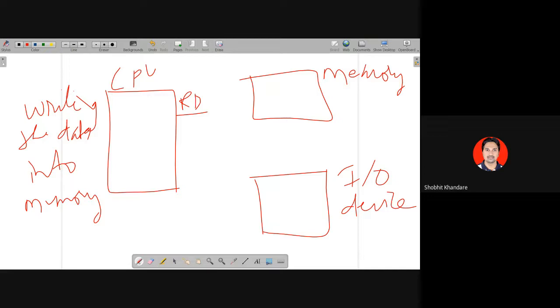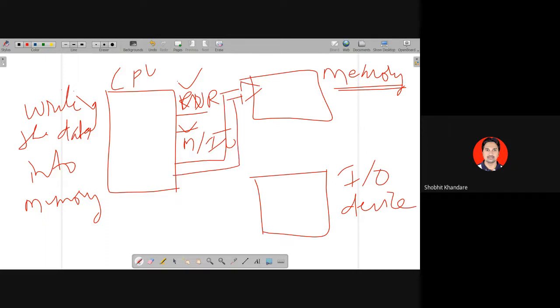Sorry, you want to write the data, so WR will be activated. And we have to access the memory, so M/IO bar will also be activated. So the CPU activates WR and M/IO bar. That means it is known that I have to access the memory and write into it. Then the CPU puts the address of the memory location to be written onto the address bus. That address will be loaded into this address bus, and depending upon that address the location is finalized.